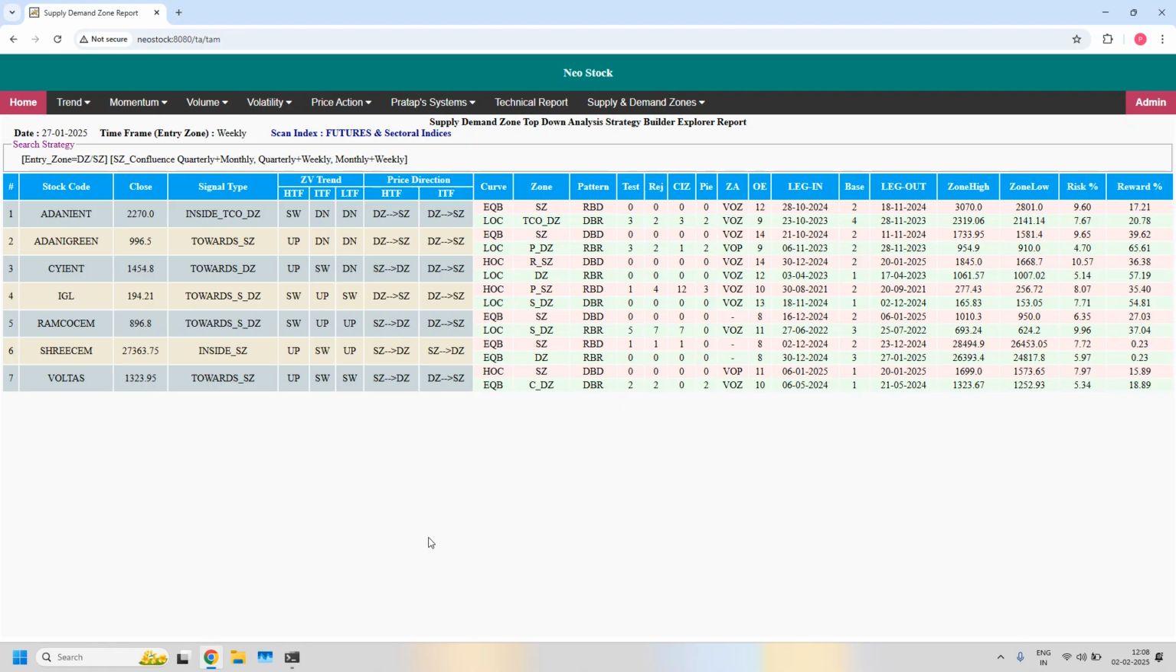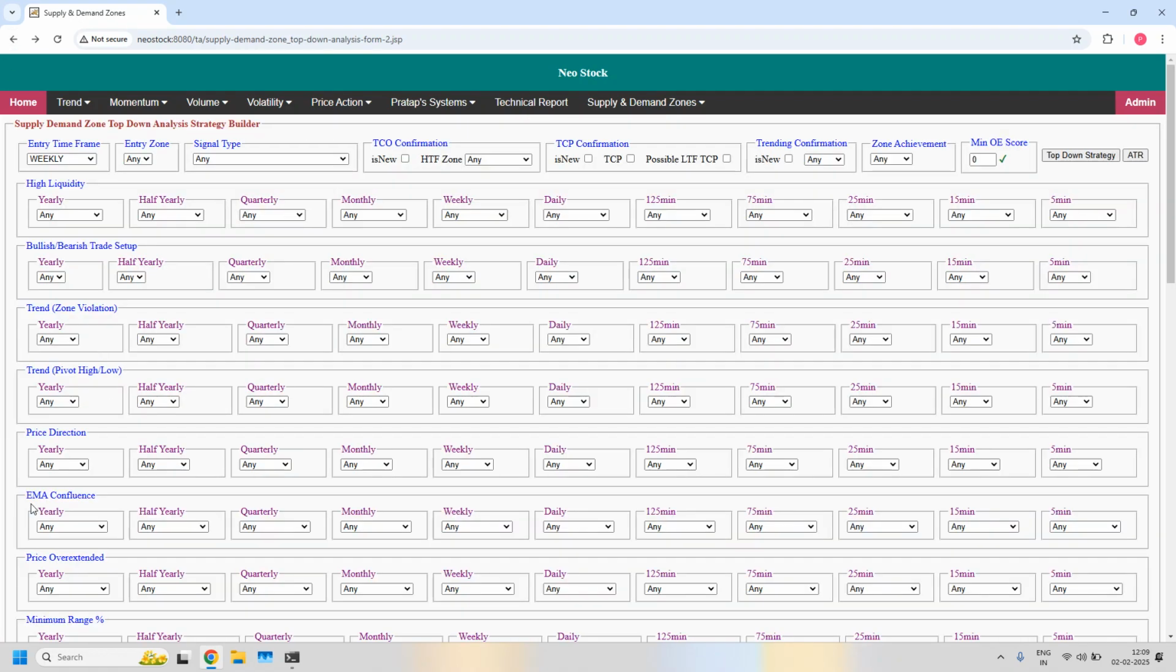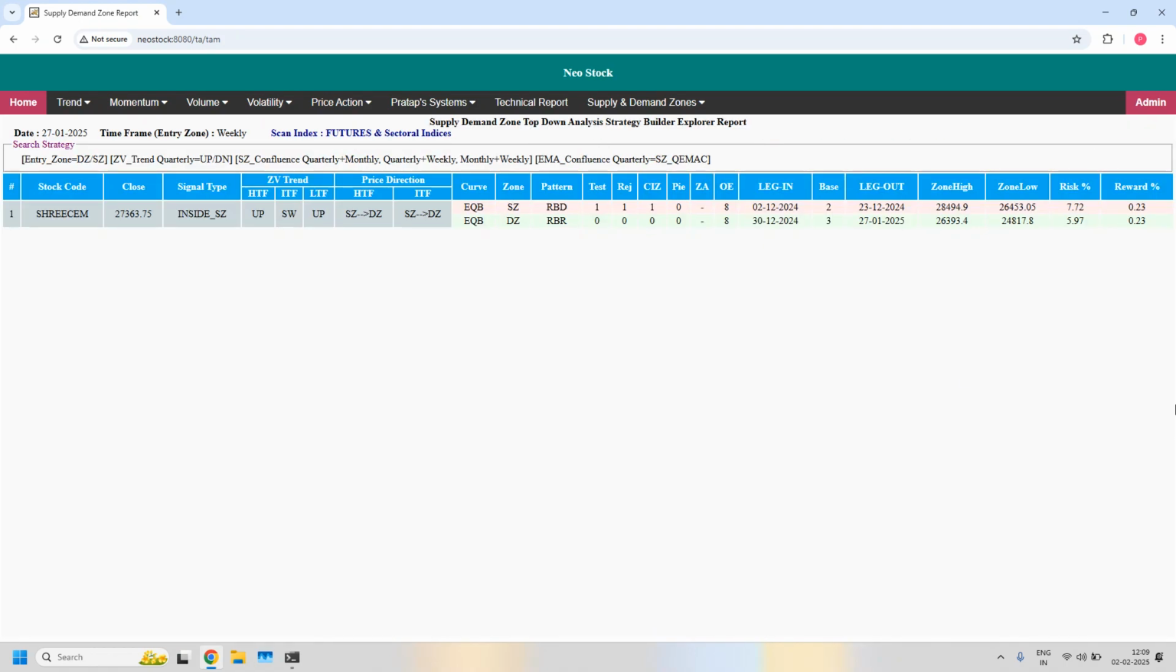You may ask a question, can we further filter? Yes, based on the EMA confluence. So in the EMA confluence, because weekly and monthly together are part of the quarterly, let us check if quarterly supply zone is having quarterly EMA confluence. And the trend on the quarterly time frame should be either up or down. With these filters, we got 1 stock. See how the list is narrowed down to 1 stock.